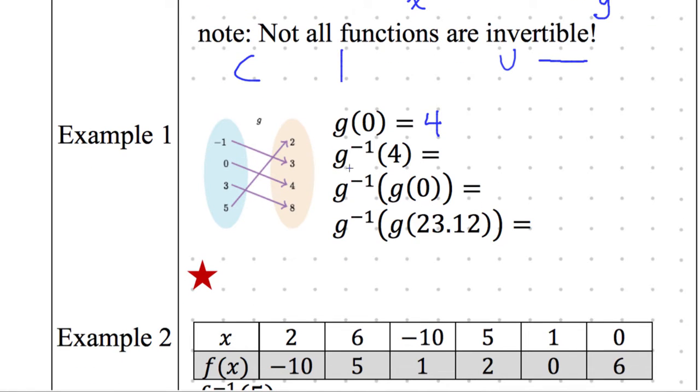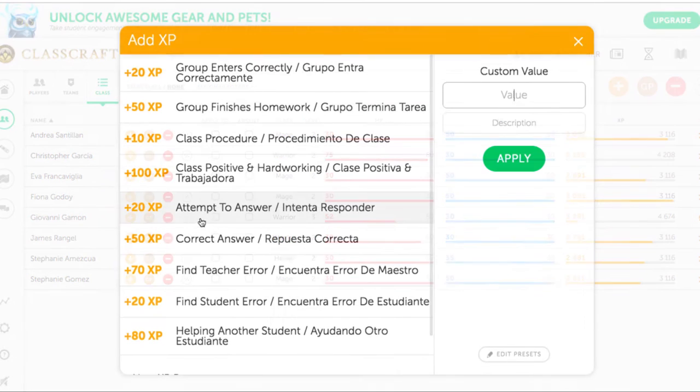Okay, so g to the negative 1 of 4. This is how you write an inverse function, to the power of negative 1. This is saying, what is the inverse of g when I plug in 4? So now you're going backwards. Now instead of starting in the blue circle, you're starting in the yellow circle. Look for 4 and see if you can go backwards. Quiet raised hand. The inverse function of g of 4 is what? Geo? 0. There it is. Pretty straightforward, right?